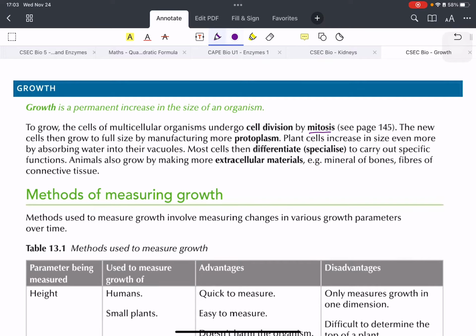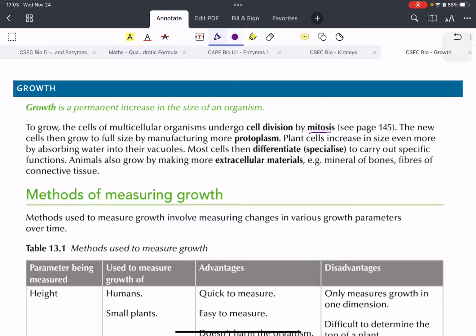So we haven't done the topic of mitosis at the time of this video, right? But mitosis simply means division into two cells, and these cells are identical to the parent cell, okay? And those cells will then divide again, and then those cells will divide again, and so on and so forth. And that's how growth occurs, okay?